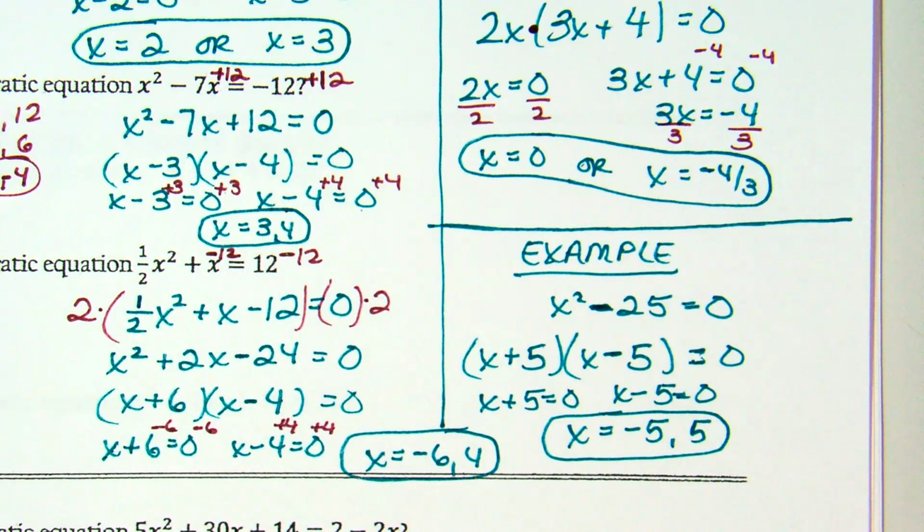What if it's a positive 25 and they're both positive 5s? Would it just be x equals 5, or would you have to say x equals 5, comma 5? If you have 2 of the same answer, you would just list the answer once, I believe. In fact, it might count you wrong if you list the same answer twice.